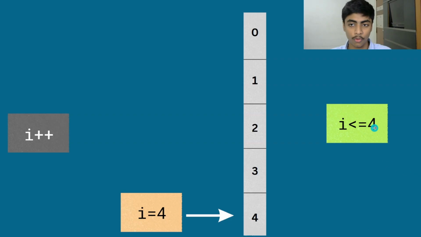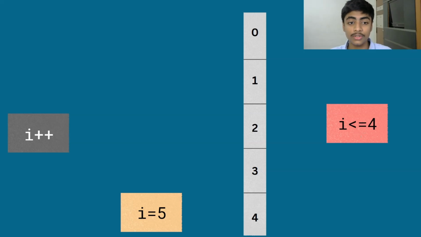4 is equal to 4. So we'll have to increment it just one last time to give us 5. And now that i becomes 5, we notice that our condition is no longer true. 5 is not less than or equal to 4. So our condition becomes false. And since it becomes false, our loop breaks.